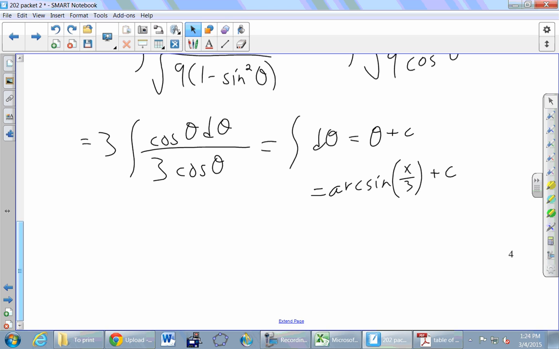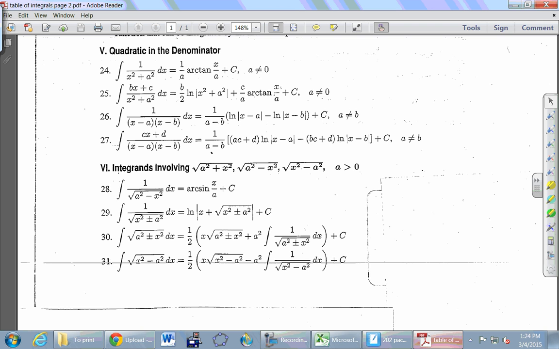And if we've got that, again, I'll just pull up our table. What we just looked at was the square root of 9 minus x squared, which looks like number 28 here. How much was a? A was 3, right? Because that a squared was 9. So a was 3, and according to our table, arc sine of x over 3 is the answer. Is that what we got? Yeah. But now we understand 28.